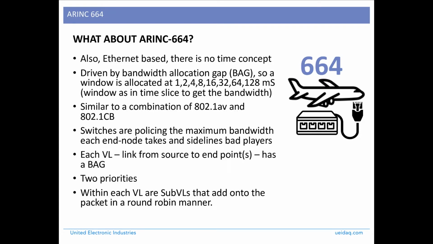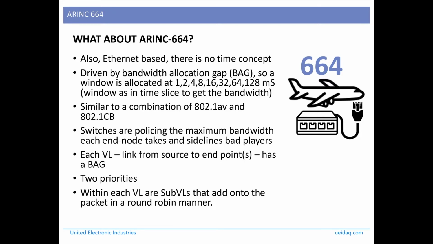A good way to think of it is that a window is a time slice to get the bandwidth, similar to a combination of 802.1 AV and 802.1 CB. Each virtual link has a jitter limit, defining how long after the start of the BAG a transmission can start. Typically, there are two priorities, and within each virtual link are sub-VLs that add onto the packet in a round-robin manner. To adhere to its BAG limit, end systems perform egress traffic shaping, modeled after telecom's asynchronous transfer mode, or ATM, token bucket scheme to schedule their transmissions.